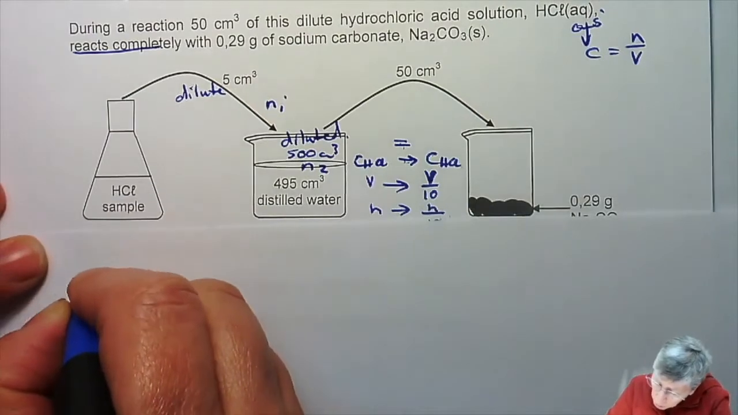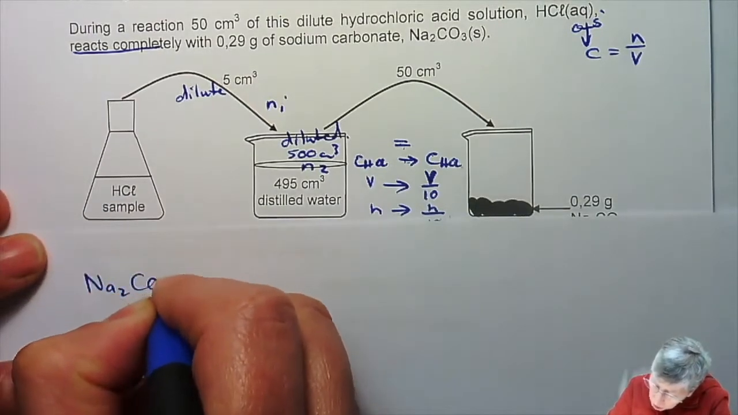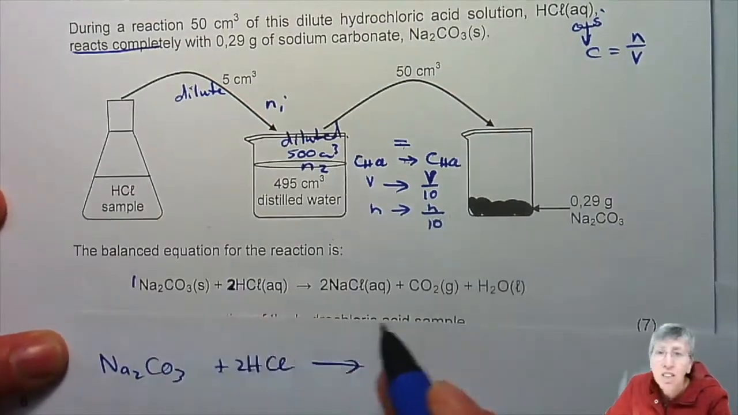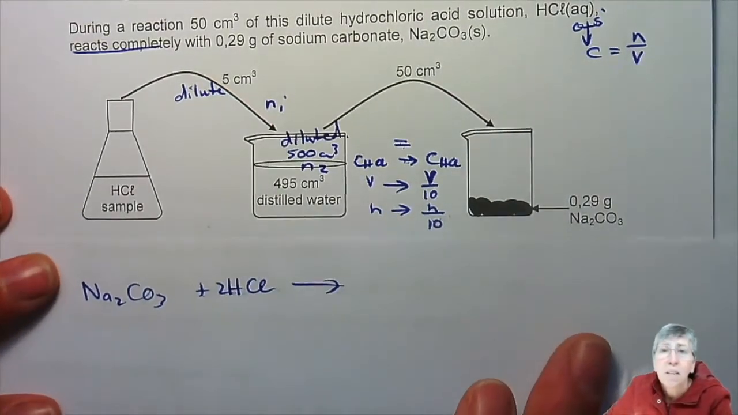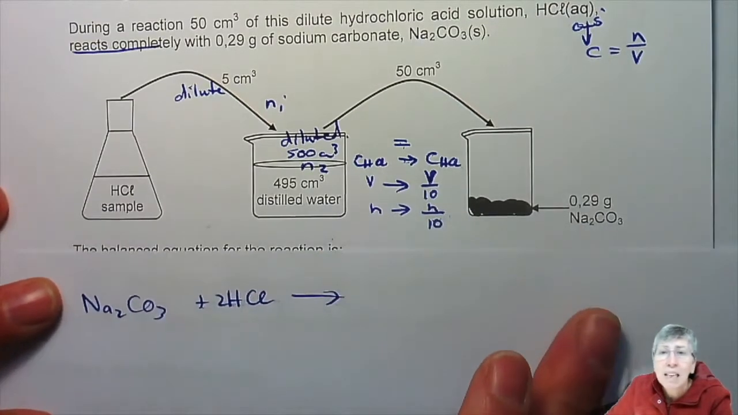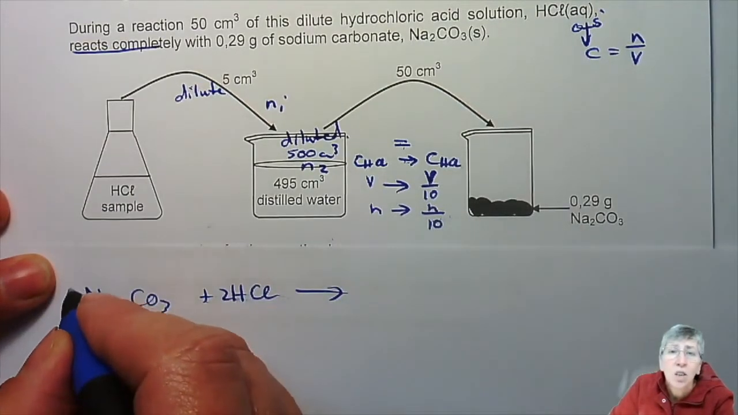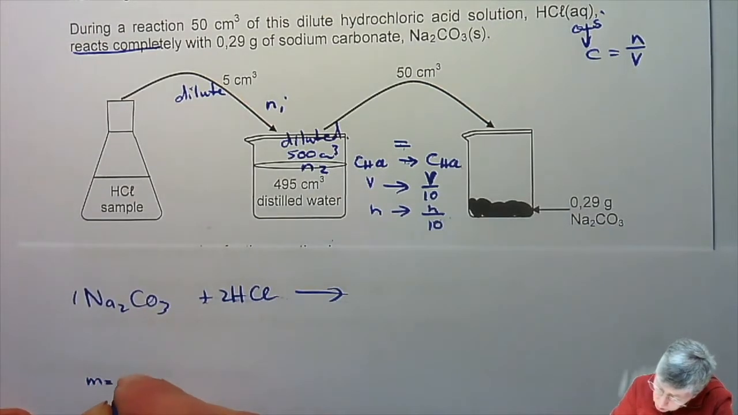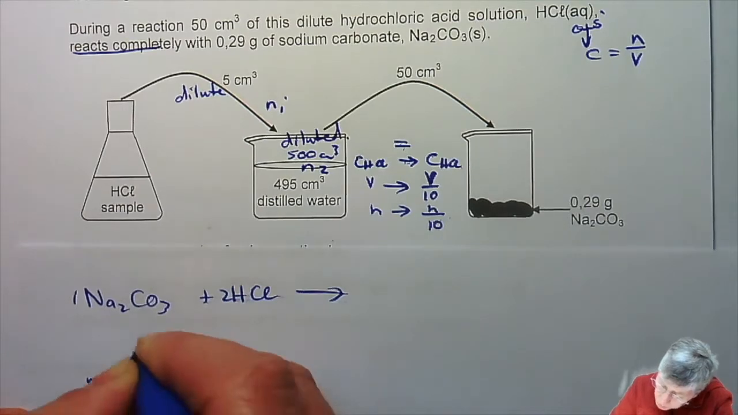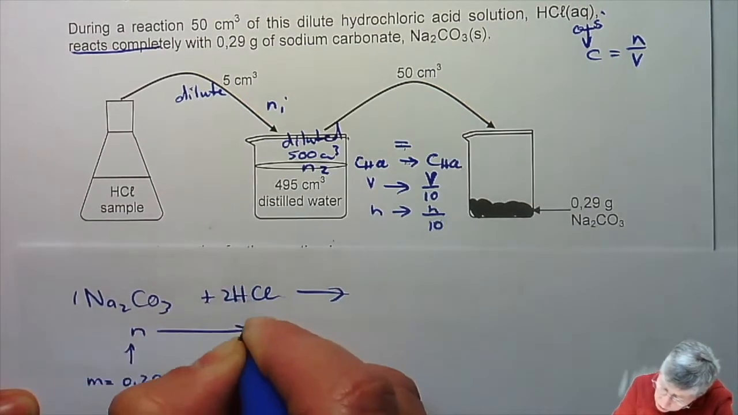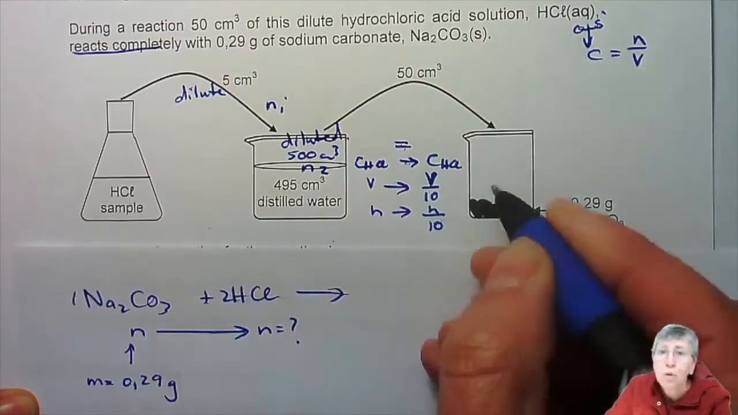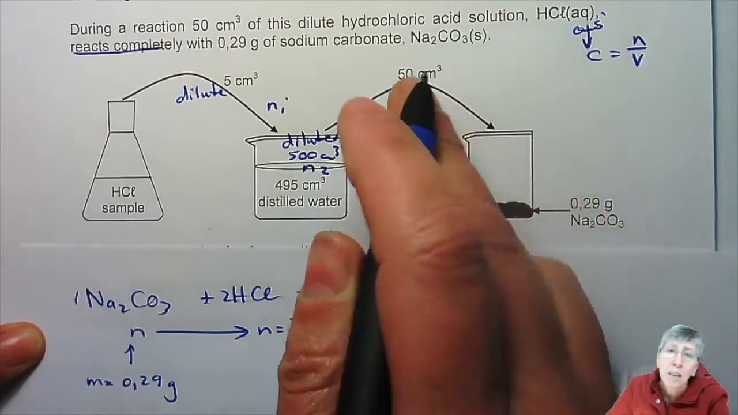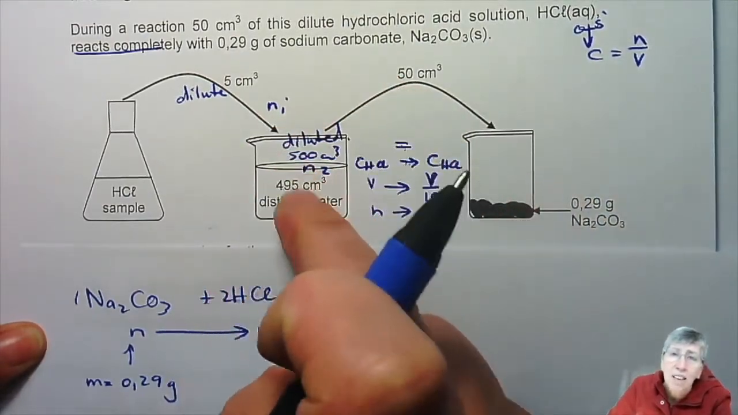So let's start by looking at this reaction. Na2CO3 plus 2HCl. They gave us this reaction and it was already balanced. Right. Now, they reacted completely, so I know they are in the ratio 1 to 2 when they react. And they give me the sodium carbonate, they give me a mass of 0.29 grams. So I'm going to convert this to moles and then get the number of moles of HCl over there, right? And then I will multiply it by 10 to get the number of moles in this beaker.